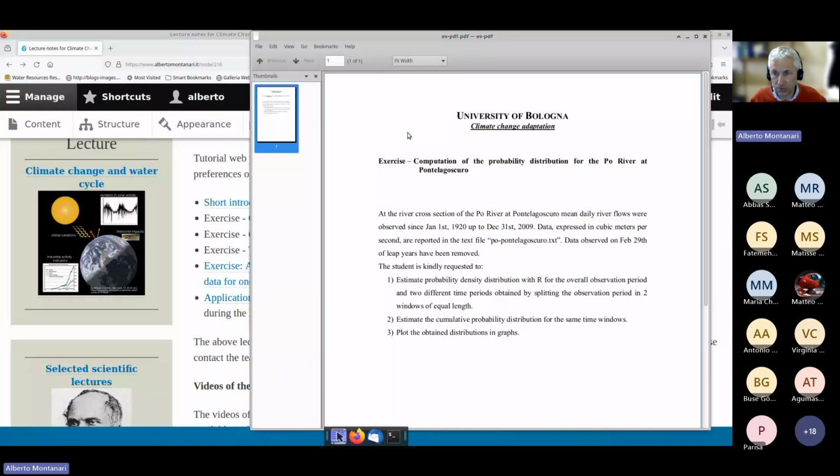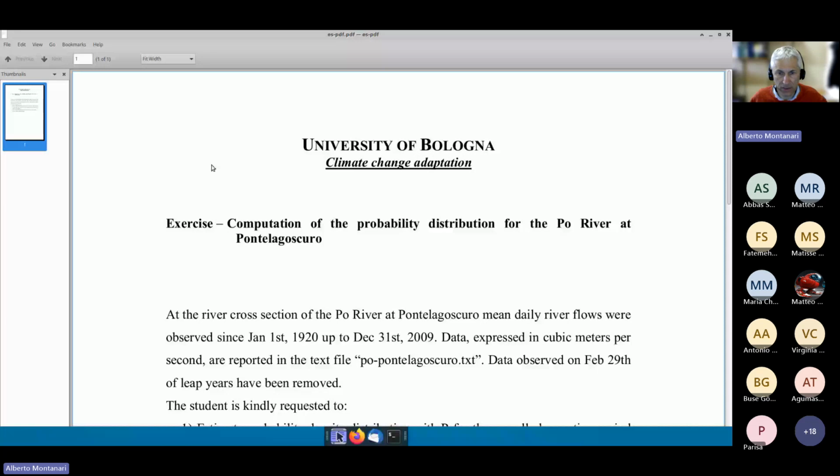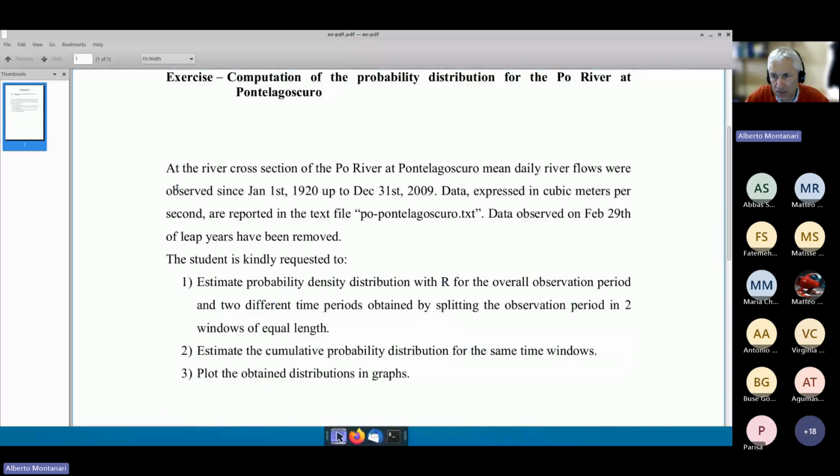Computation of the probability distribution for the Po River at Ponte Lagoscuro. At the river cross-section of the Po River at Ponte Lagoscuro, mean daily river flows were observed since January 1st, 1920, up to December 31st, 2009. Data expressed in cubic meters per second are reported in the text file Po Ponte Lagoscuro, which is the one that I just opened. Data observed on February 29th of leap years have been removed in order to make every year the same length of data.